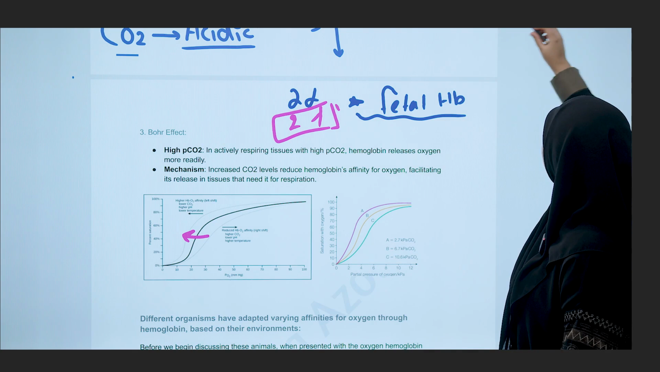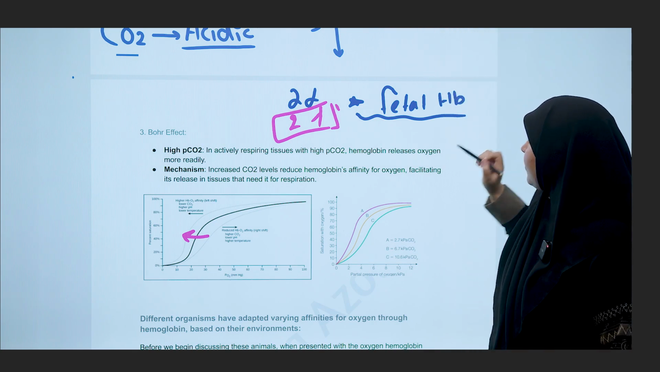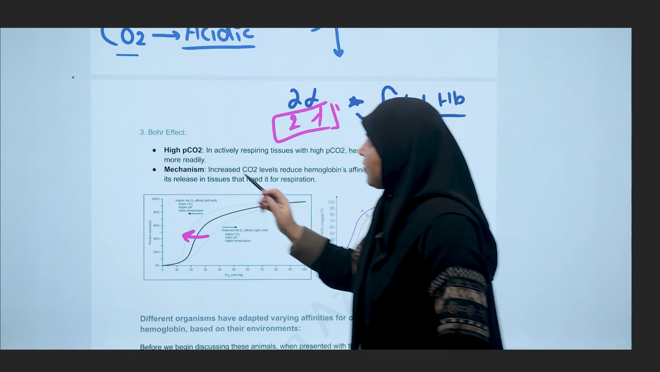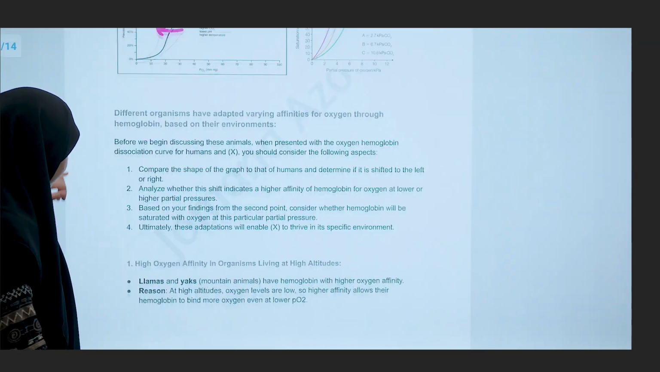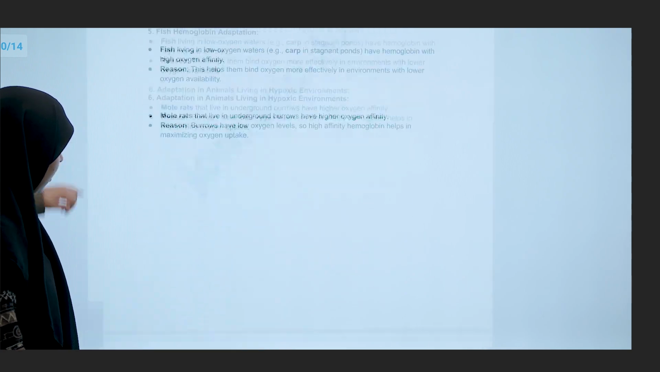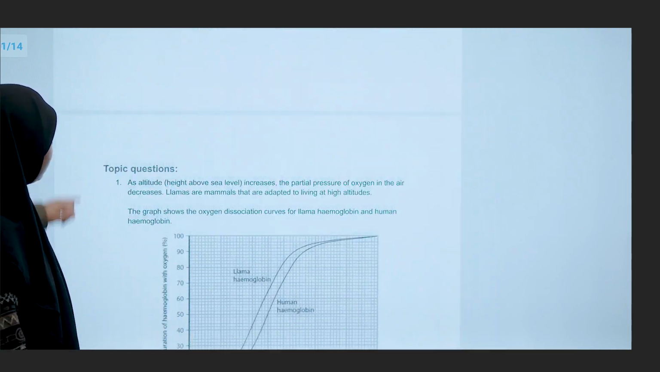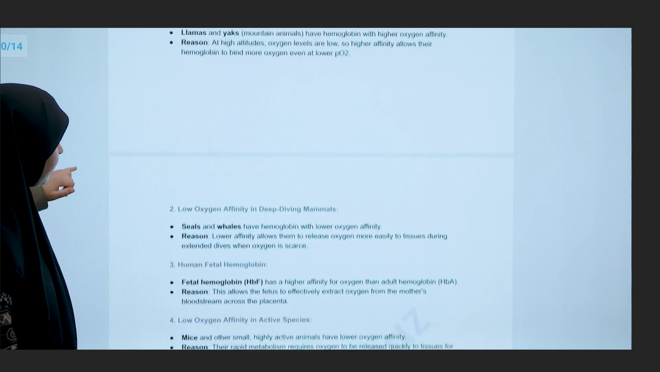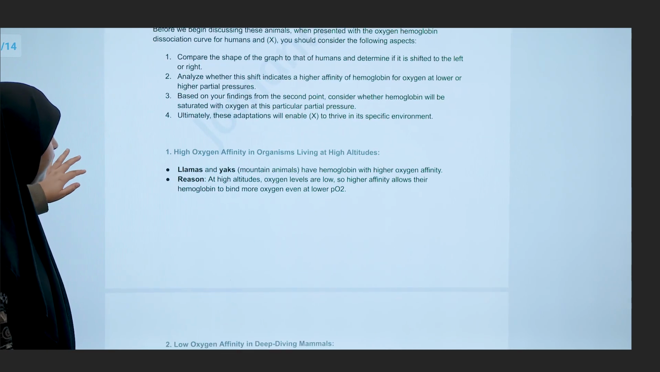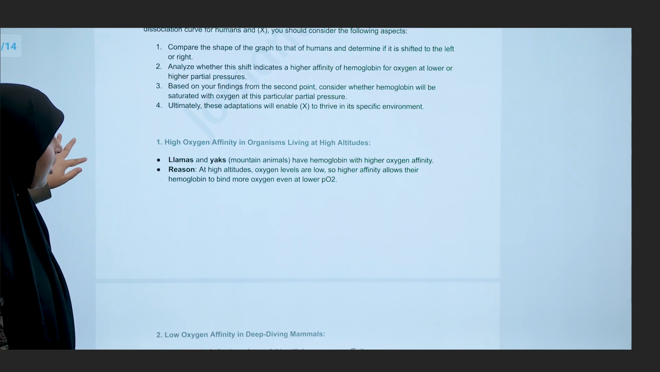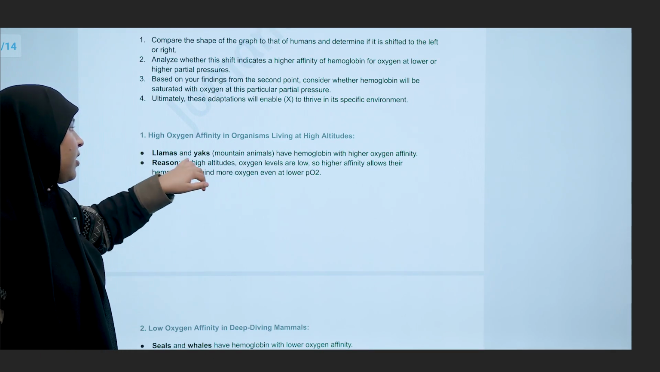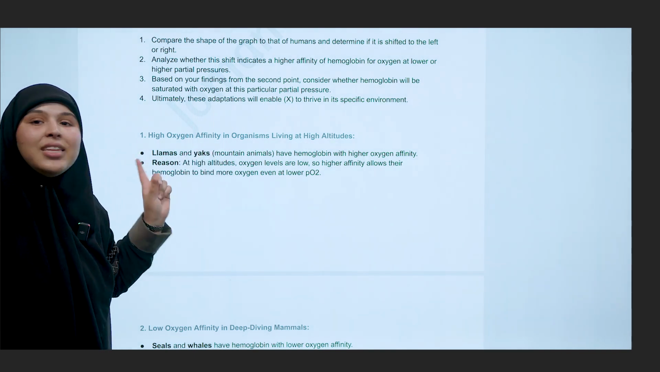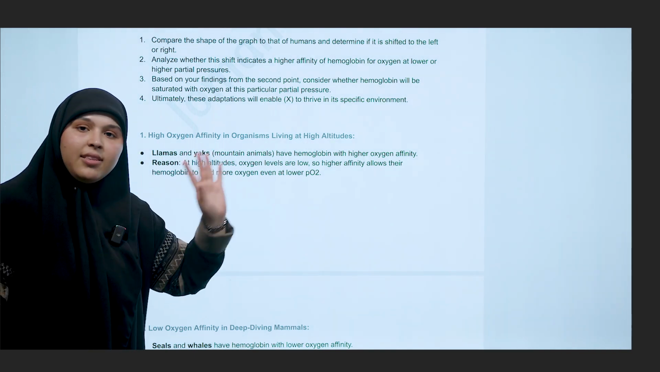The second example will be the following. If I'm having animals that live in high altitude, let me show you this. Here it is. So high oxygen affinity in organisms that live in high altitude. We have the llamas and yaks. And by the way, both of these were tested in the exam. You're not going to see a question about them.